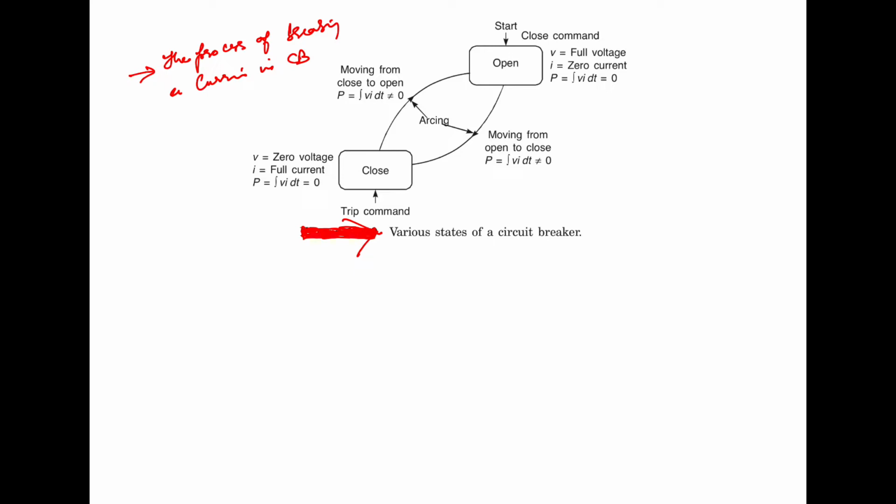The figure here shows the state transition diagram of the circuit breaker.